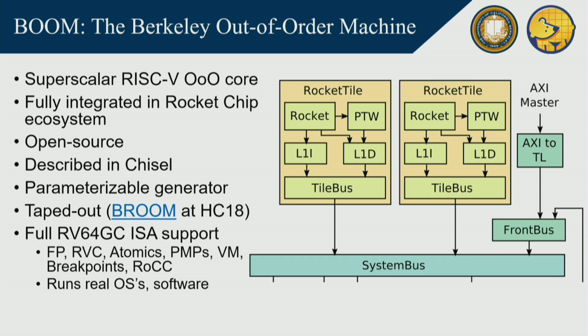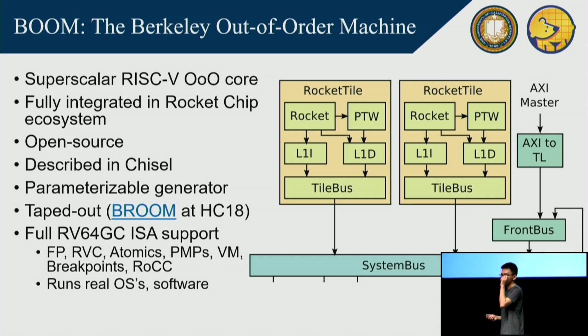And what this means is that Boom does not refer specifically to one instantiation of an out-of-order core. Rather, it refers to a generator which can stamp out various cores across a design space of out-of-order cores. And Boom has been taped out. If you were at Hot Chips last year, you would have seen Krste, a graduate student at Berkeley and the original author of Boom, who led the first Boom tape-out as the BROOM chip.